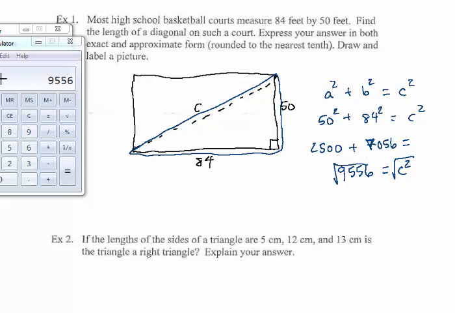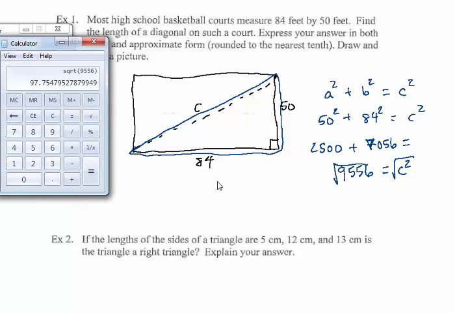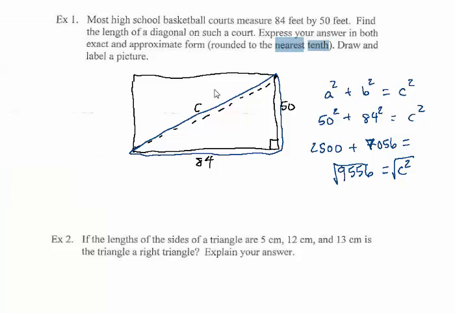Alright, so back over here to my calculator. Just hit the square root button. We get 97.75. We were told to round to the nearest tenth. So the square root of 9556 is 97.8 rounded to the nearest tenth. This square root knocks out this exponent 2, and so c is now by itself, and here is our answer.